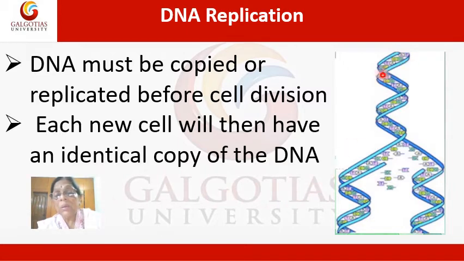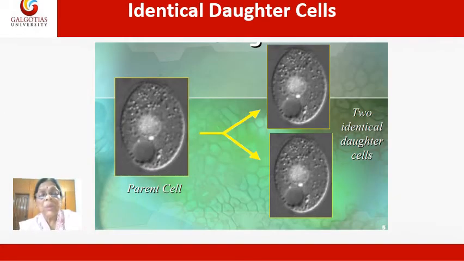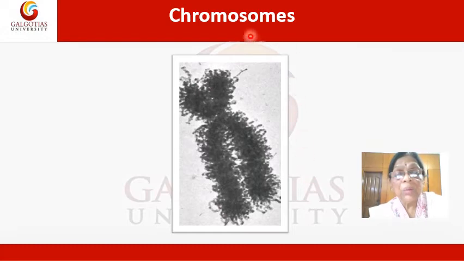See, this is the DNA structure, and here it is replicating into two. Its identical replica is synthesized. Let us come to this. This slide is showing the identical daughter cells, how they look. This is the parent cell. It is divided into two identical daughter cells. Now this slide shows the chromosome, how it looks under the microscope.